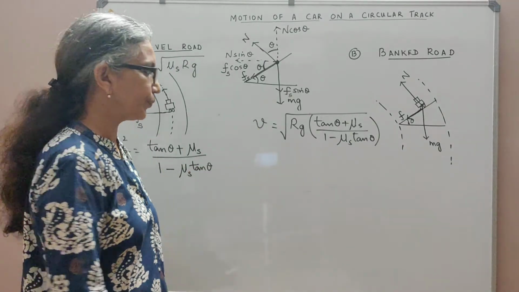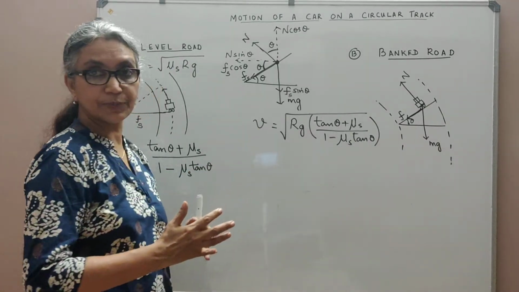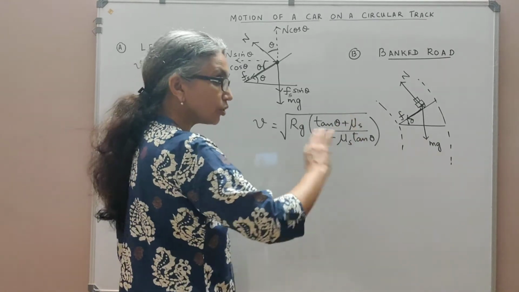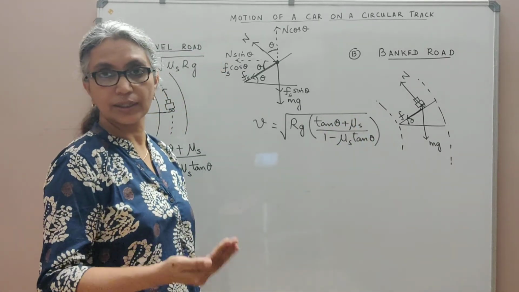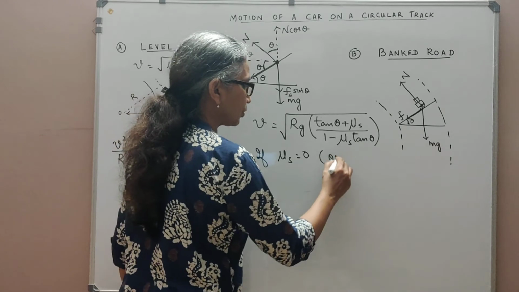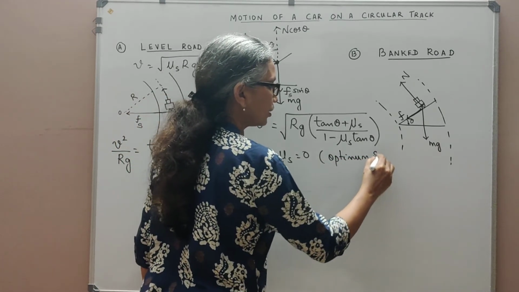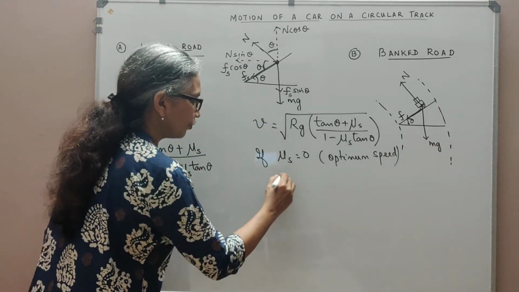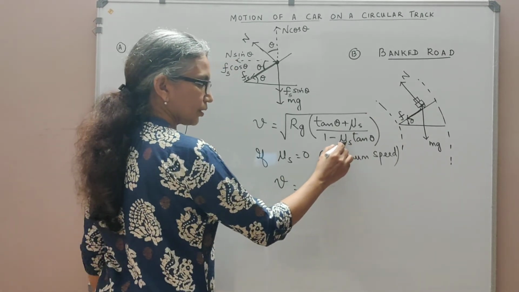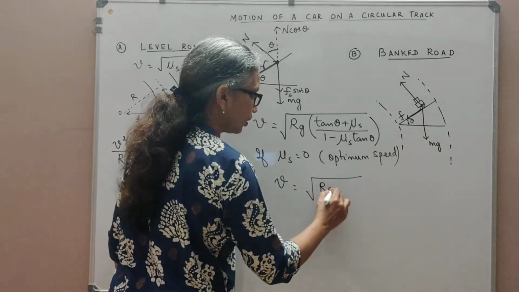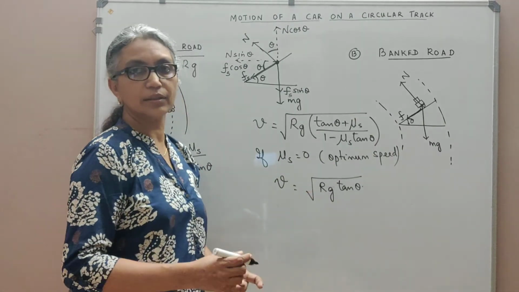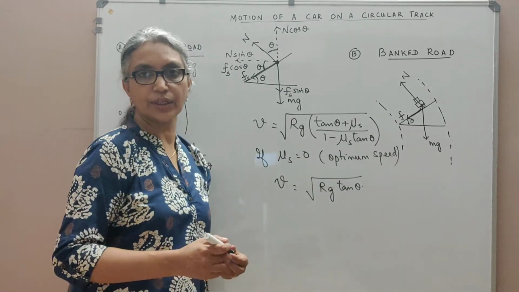on that curved track. Then there's something called the optimum speed, where you keep the wear and tear of your tires to a minimum value. That is, you do not have friction at all. No friction would mean wear and tear of the tires is kept to a minimum level. So if you have mu s equal to 0, which is the optimum speed, where there is no wear and tear of your tires, you may write V equal to, so mu s is 0, then here also mu s becomes 0. So this will be simply the square root of Rg tan theta, where theta is the angle through which your road has been banked, R is the radius of the circular track, and g is 9.8 meters per second squared.